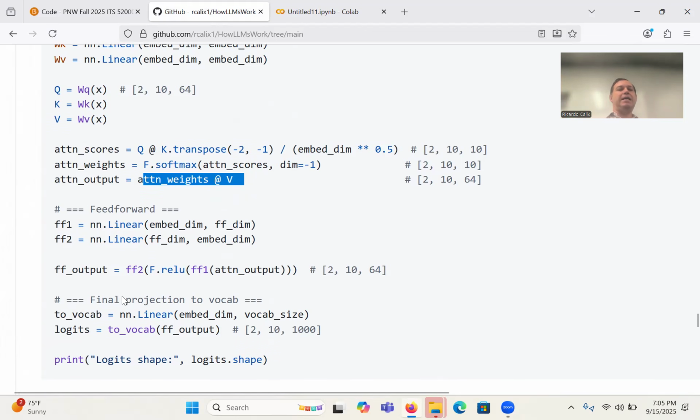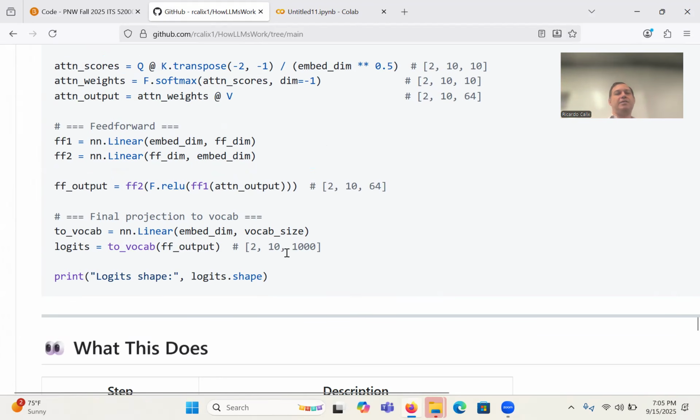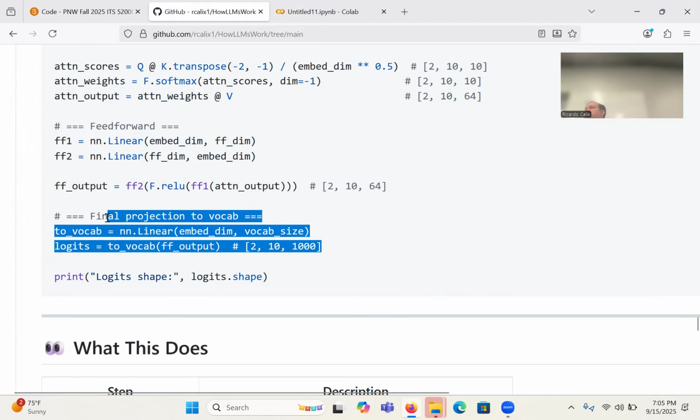Okay? And then here I have just a feed forward. This is like Iris neural network stuff. And then this is the final output. And then this is the last projection where we map to the vocabulary itself, to a vector of 1,000 so that we know which of the words it is that we want. So if we had 50,000, then it would be 50,000.